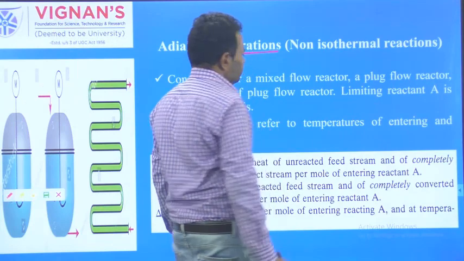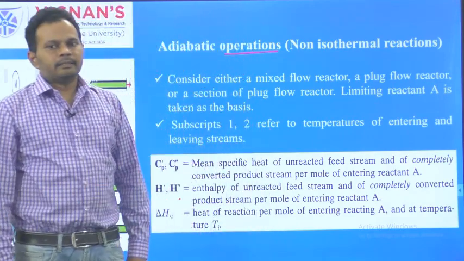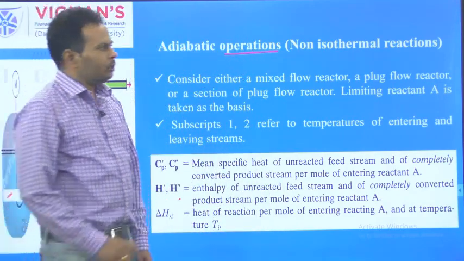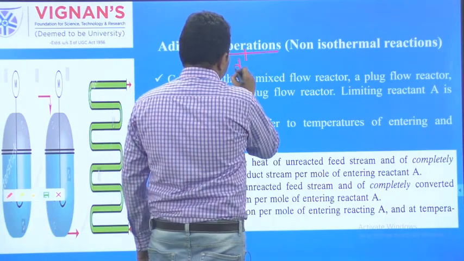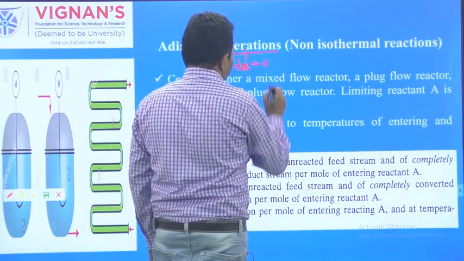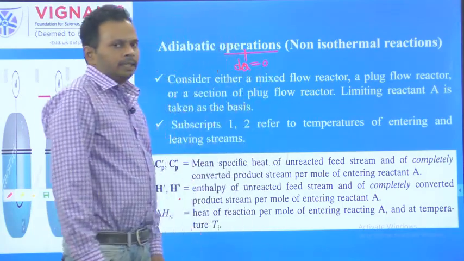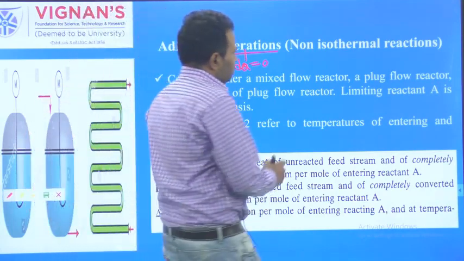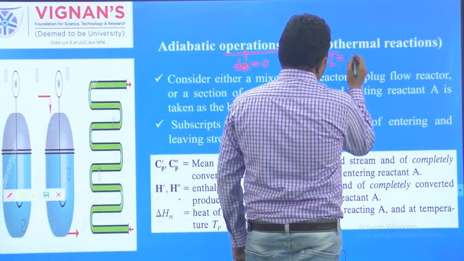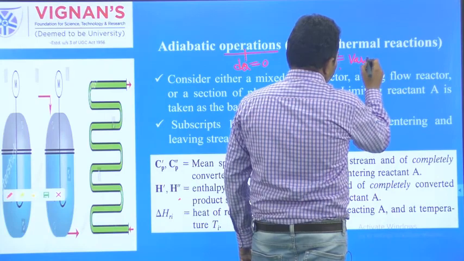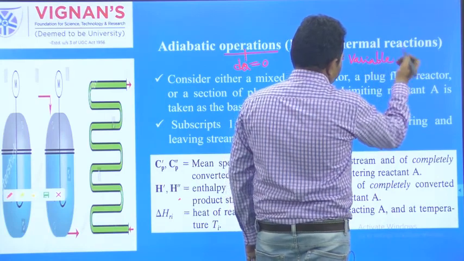Adiabatic operation means what? The transfer of heat between system and surroundings is 0. The dq equals 0. The differential change in transfer of heat within the system is 0. And non-isothermal reactions are nothing but reactions where the temperature is variable along the reaction.